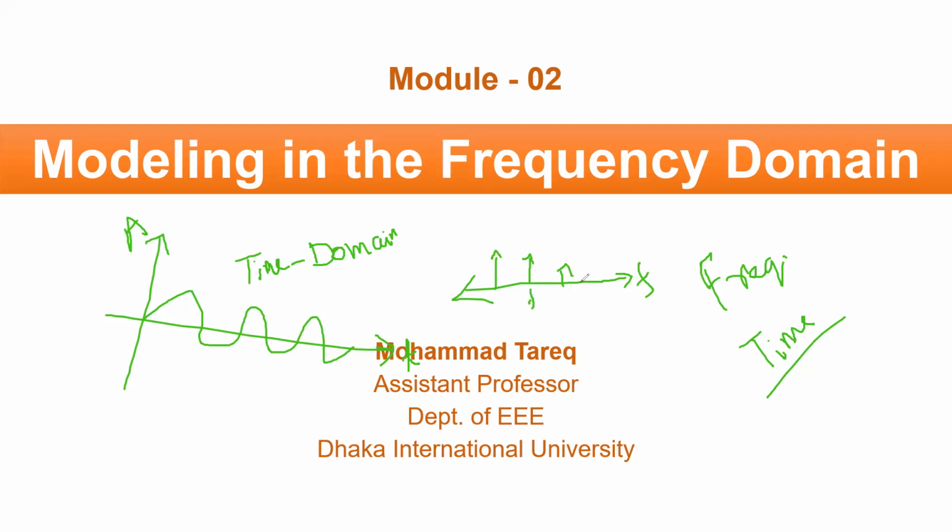Say this could be F1, F2, my F0, something like that. So this is the frequency domain. When the x-axis represents the time, then it is the time domain. When the x-axis represents the frequency, then it is the frequency domain. These are the amplitudes actually, the same amplitude.